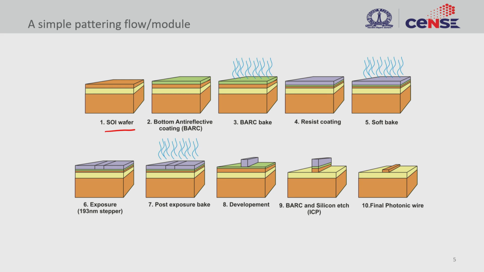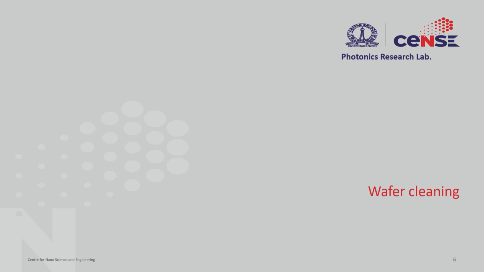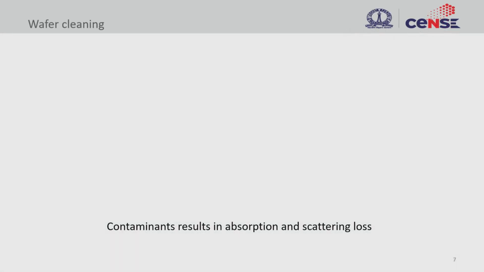If there are any issues that you encounter while making this process flow, then you will go back and look at the developed process flow and then address those issues. So always it is better to visualize whatever process flow that we have before starting any process. So once the process flow is done, then we start doing individual process modules. Let's look at first wafer cleaning.